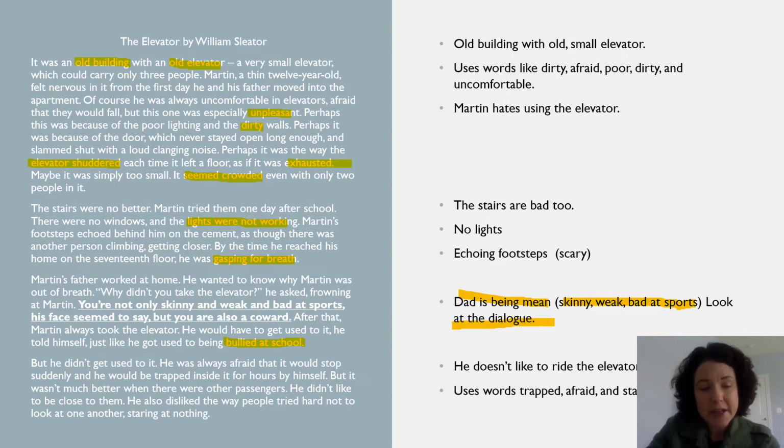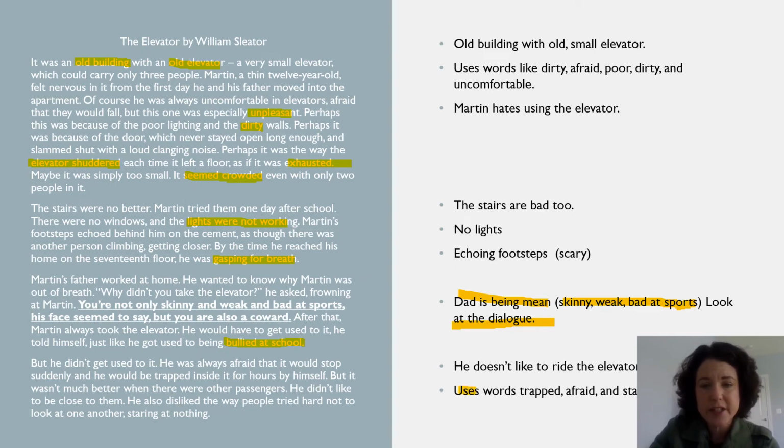But back to the story. He didn't get used to it. He was always afraid that it would stop suddenly and he would be trapped inside for hours by himself. But it wasn't much better when there were other passengers. He didn't like to be close to them. He also disliked the way people tried hard not to look at one another, staring at nothing.